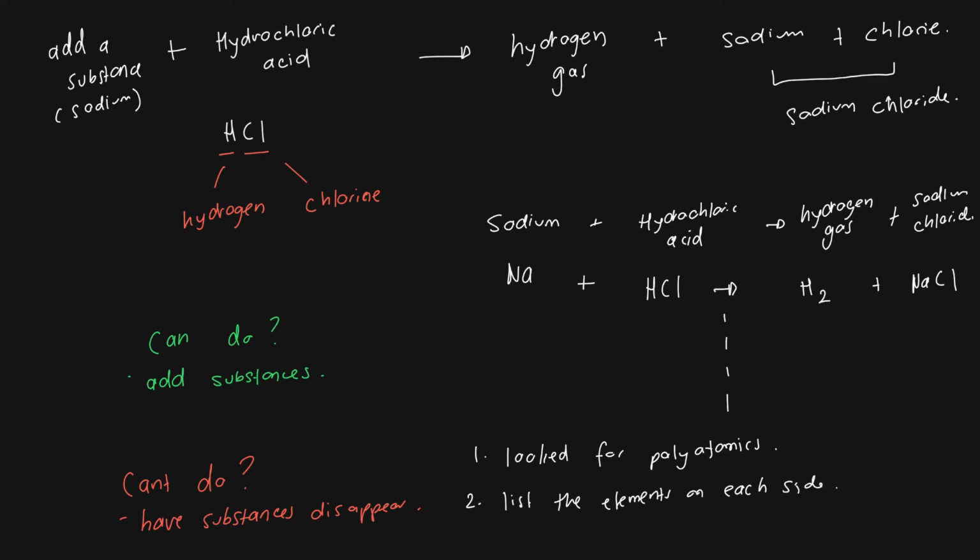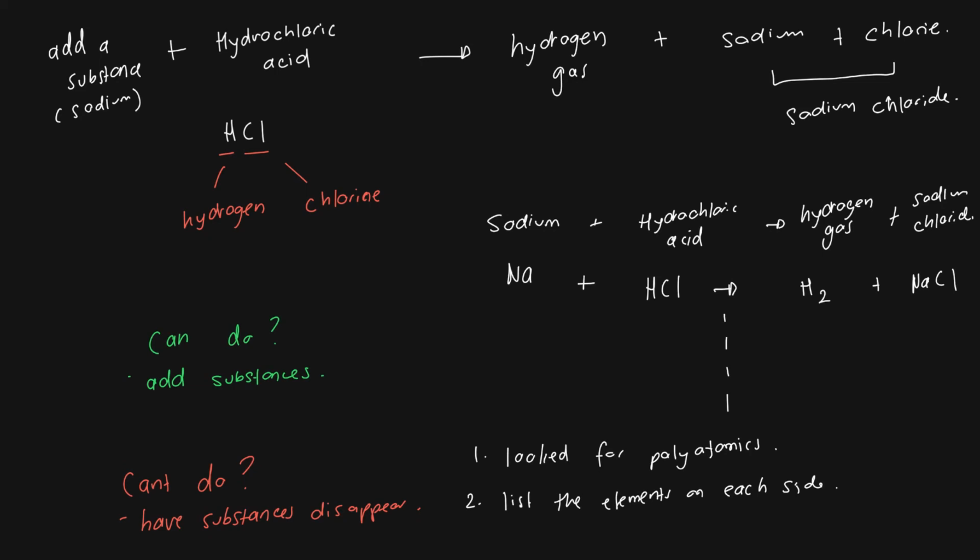So if we go to step one, were there any polyatomics? No. And if you're like, what's a polyatomic again? We'll get to that later. But if we can look at polyatomics on either side and keep them together, it makes our balancing much easier. I'll show you later. But this one doesn't have any, so we're going to go on to step two.